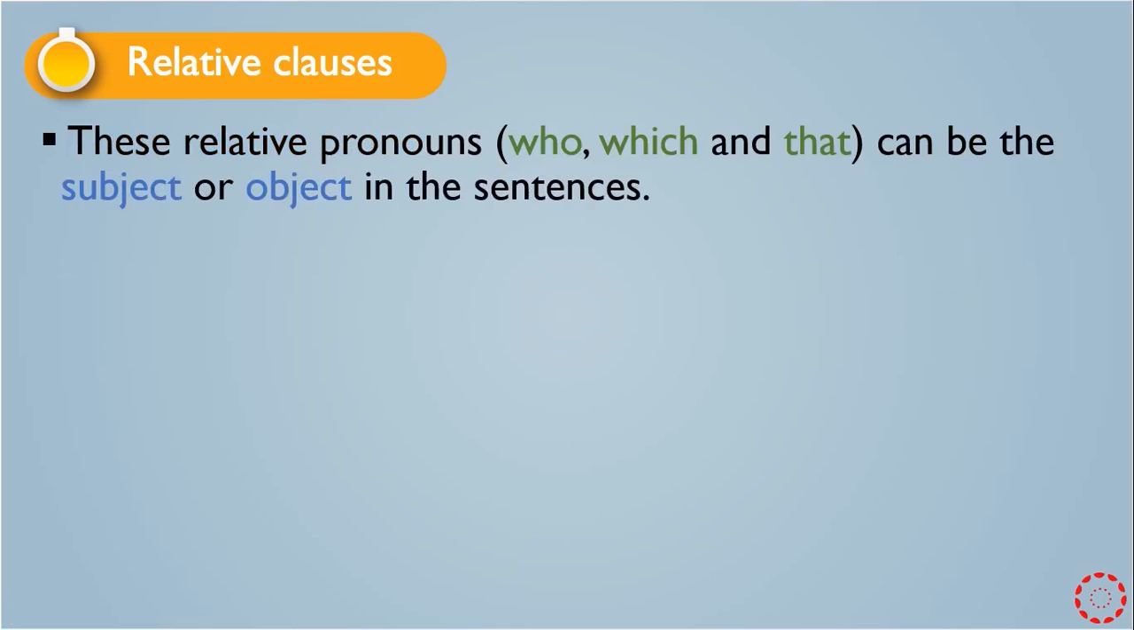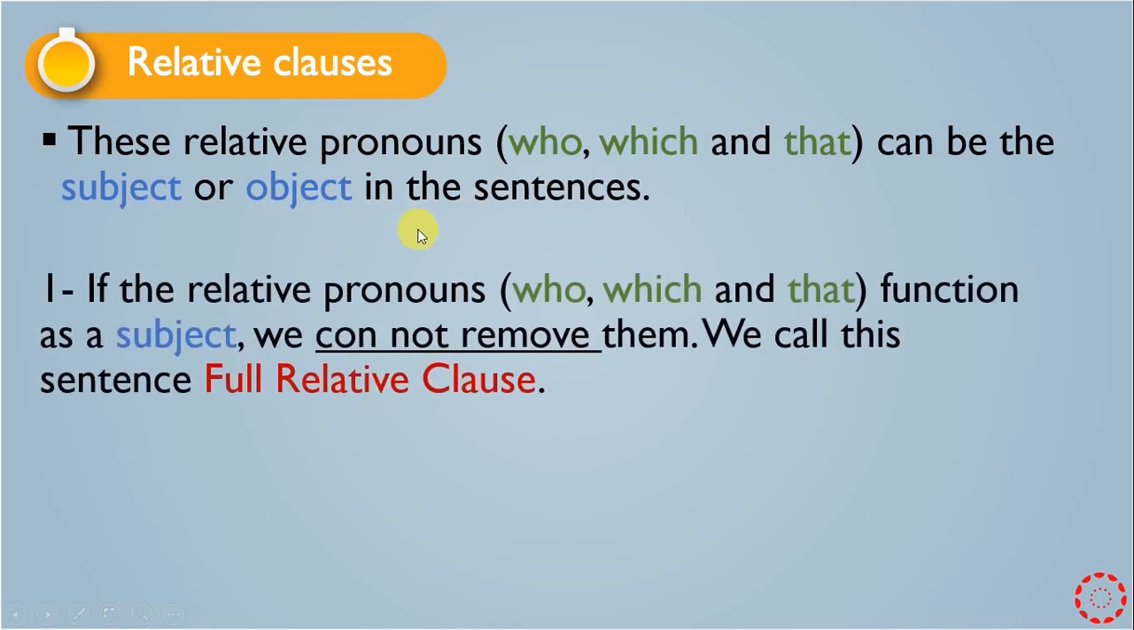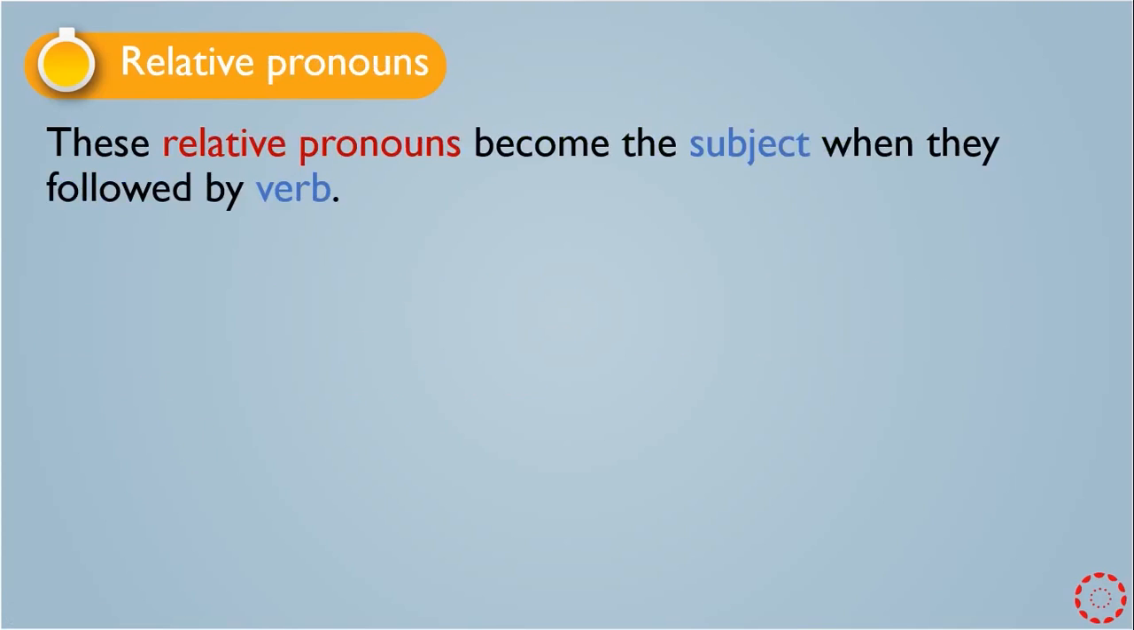These relative pronouns, who, which, and that, can be the subject or an object in the sentence. It means these relative pronouns can function as a subject or an object. The first point: if the relative pronouns who, which, and that function as a subject, we cannot remove them. So we call this sentence a full relative clause. These relative pronouns become the subject when they are followed by a verb.